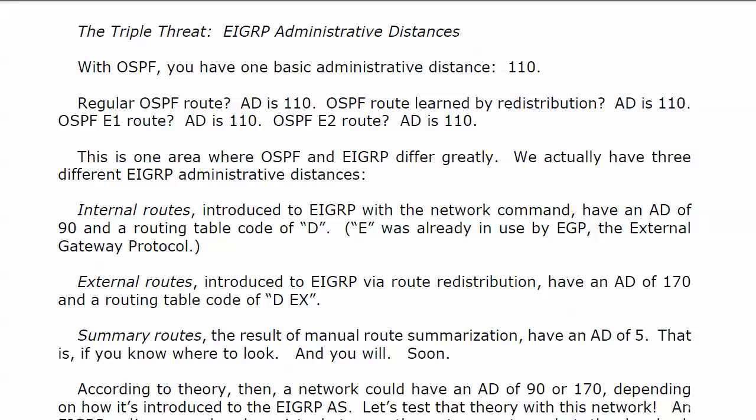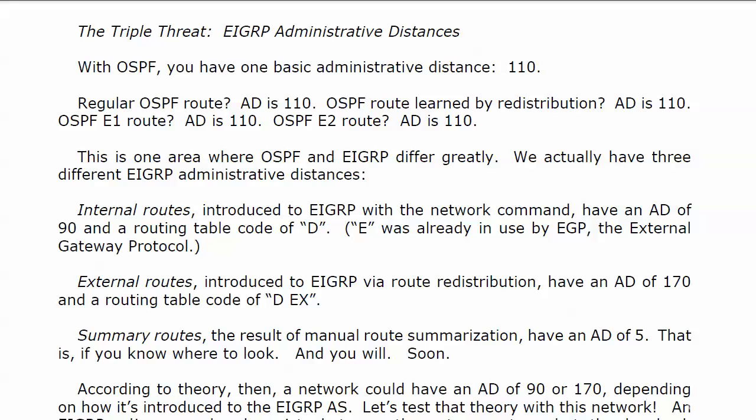Now, external routes. Those are introduced to EIGRP via route redistribution. They have an AD of 170 and a routing table code of DEX. Now, I have a separate section of route redistribution scenarios in this course, so we're going to see just one command here in the EIGRP section, so don't think you're getting away with just seeing one command. We have plenty of redistribution elsewhere in the course, but we're going to do some in a moment so I can show you that table. And also a scenario where you might want to change the administrative distance. Because if we want to step away from the defaults once in a while, we better know how to do that and what might happen when we do.